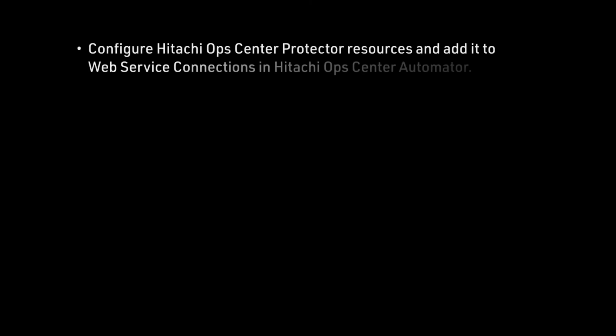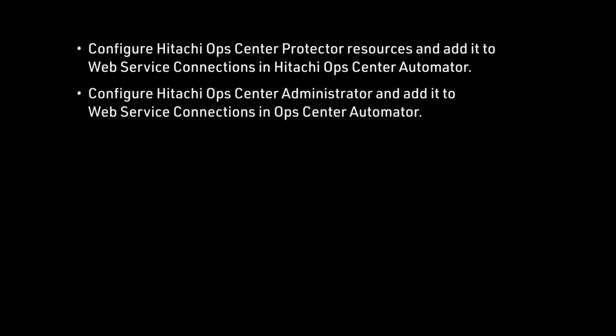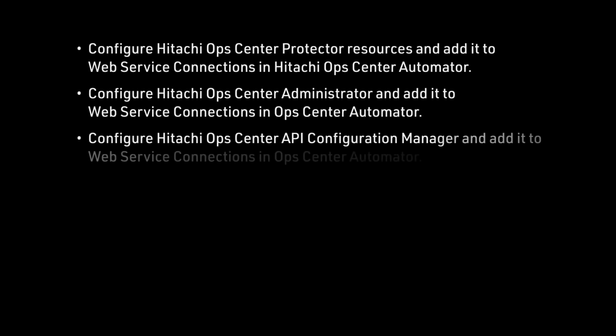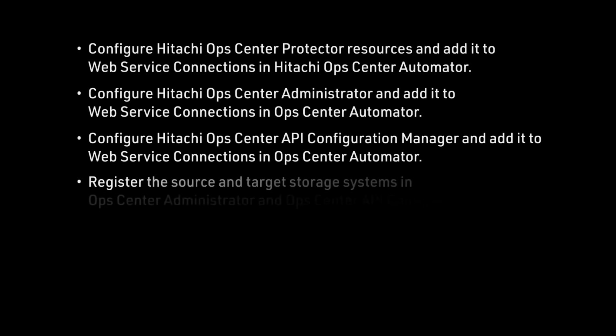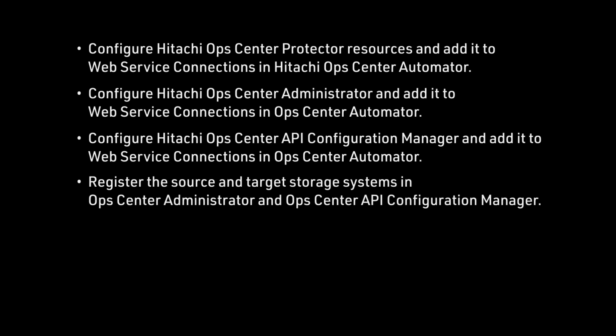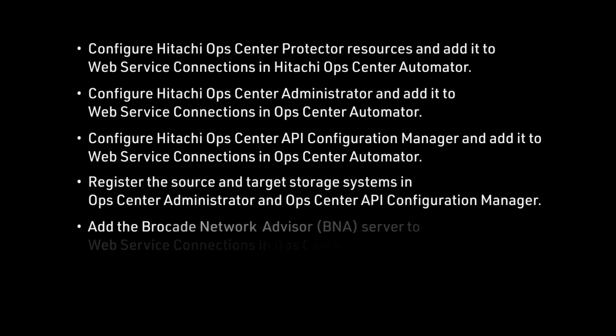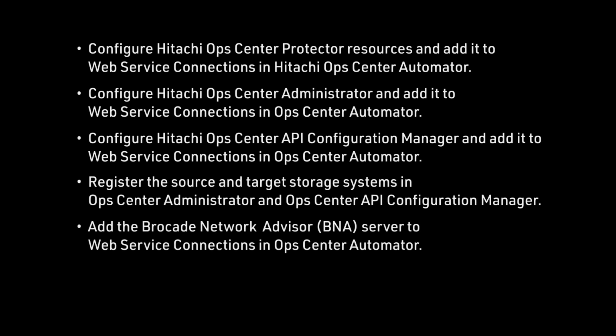Before you begin migration, you must configure Ops Center Protector resources and add it to web service connections in Ops Center Automator. Configure Ops Center Administrator and add it to web service connections in Ops Center Automator. Configure Hitachi Ops Center Configuration Manager and add it to web service connections in Ops Center Automator. Register the source and target storage system in Ops Center Administrator and Ops Center API Configuration Manager. Add the Brocade Network Advisor, or BNA server, to Web Service Connections in Ops Center Automator.